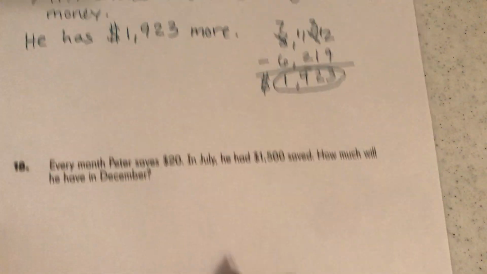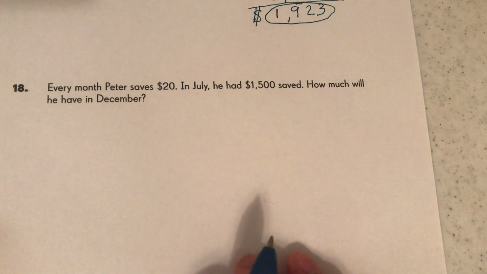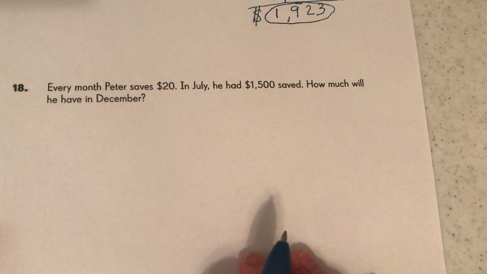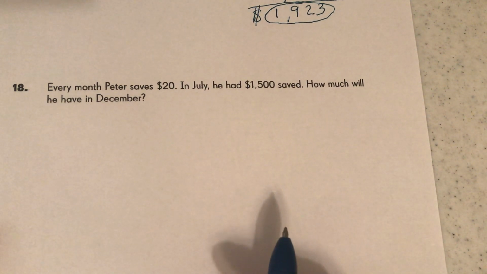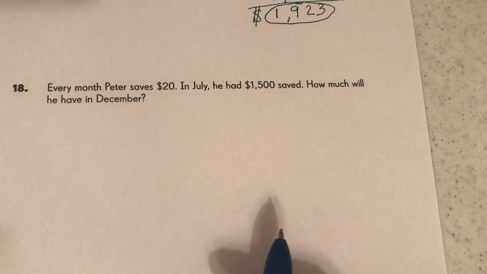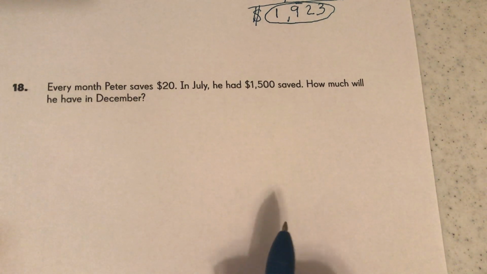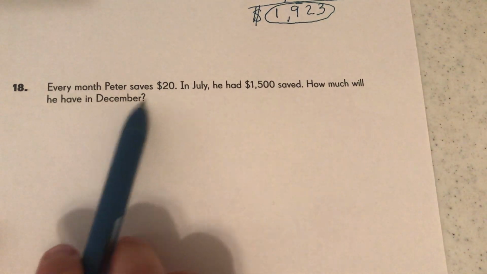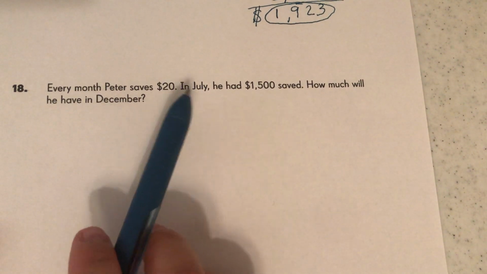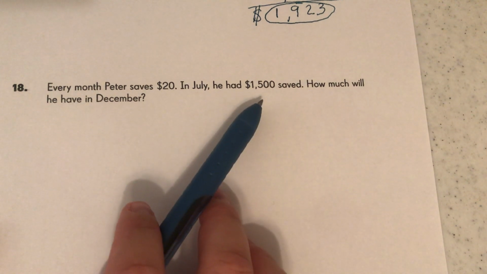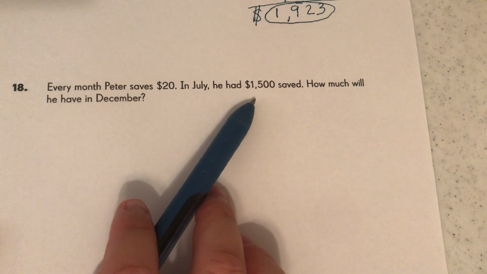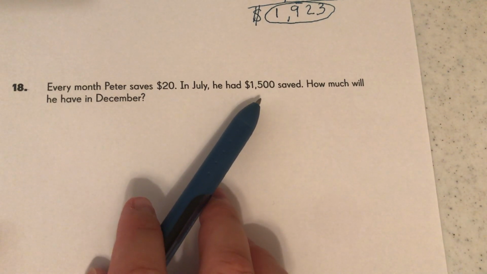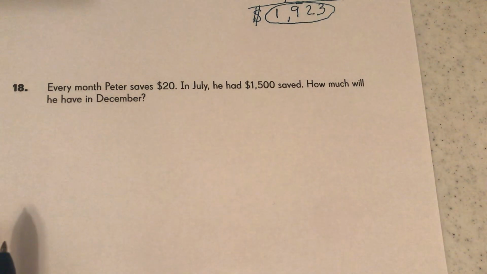One more. Every month, Peter saves $20. In July, he had $1,500 saved. How much will he have in December? All right. Oh, this one's tricky. So every month, Peter saves $20. In July, he had $1,500 saved. How much will he have in December? See if you can solve that.